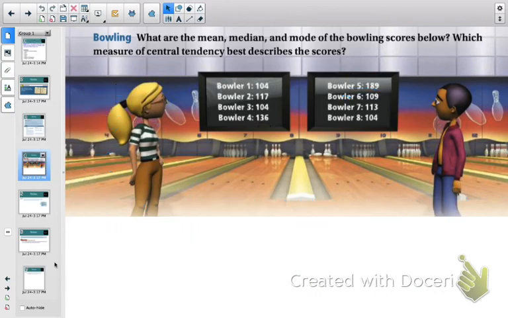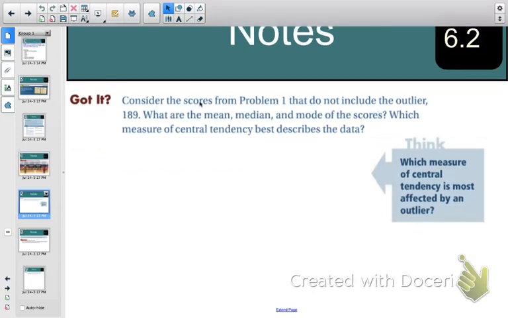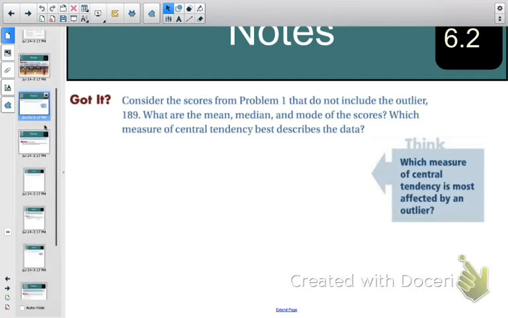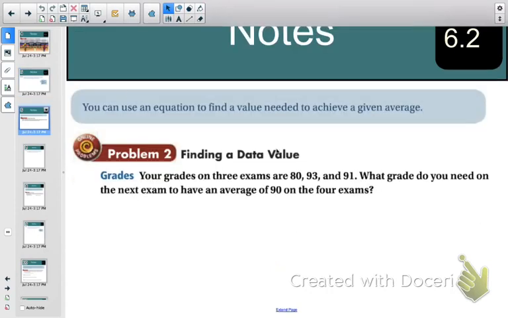Okay, so now I want you to try this. It says consider the scores from problem 1 that do not include the outlier. So basically, do problem 1 again without including the outlier. Get rid of the 189 and then figure out what the mean, median, and mode are. I'm not going to do this one, but I have faith that you guys can do it. Okay, so let's move on to this one.